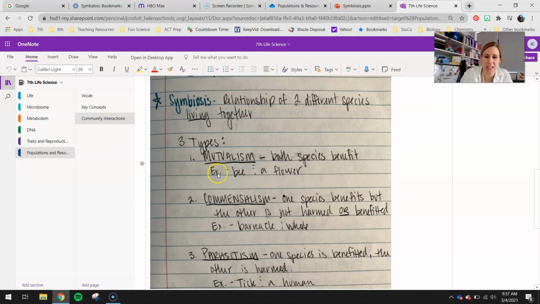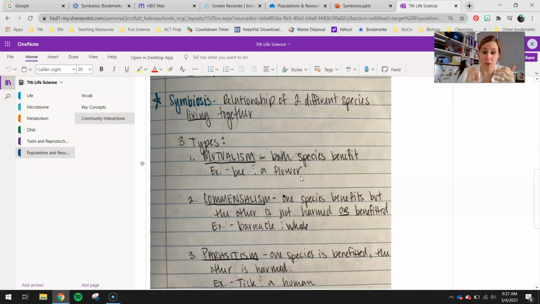An example could be a bee and a flower. Those bees and those flowers really like being in contact with each other in an ecosystem. The bee gets all that pollen to take back to their little hive and help make food for their colony. And the flower gets that bee to come pollinate for it.